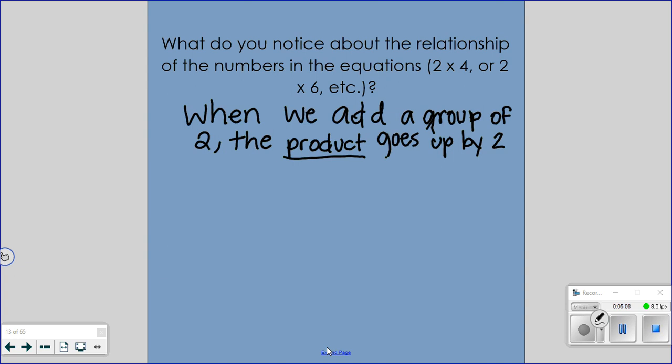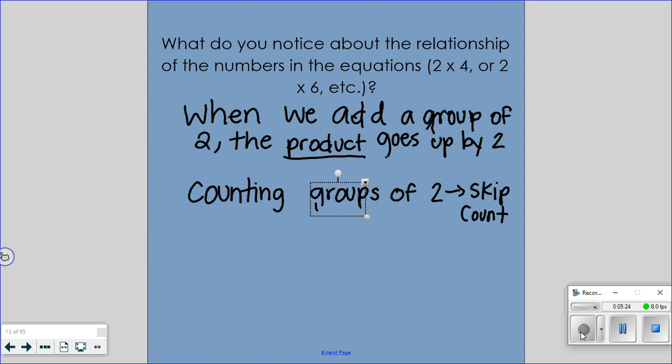When we add a group, that G looks a little crazy because my smart board's a little crazy. When we add a group, I was right behind you because when you were reading it, I was writing it down. We have a special name for this. You've probably heard this, but you're going to hear me say it, so I want to make sure you know what it is. When you count by 2s, you're really doubling.